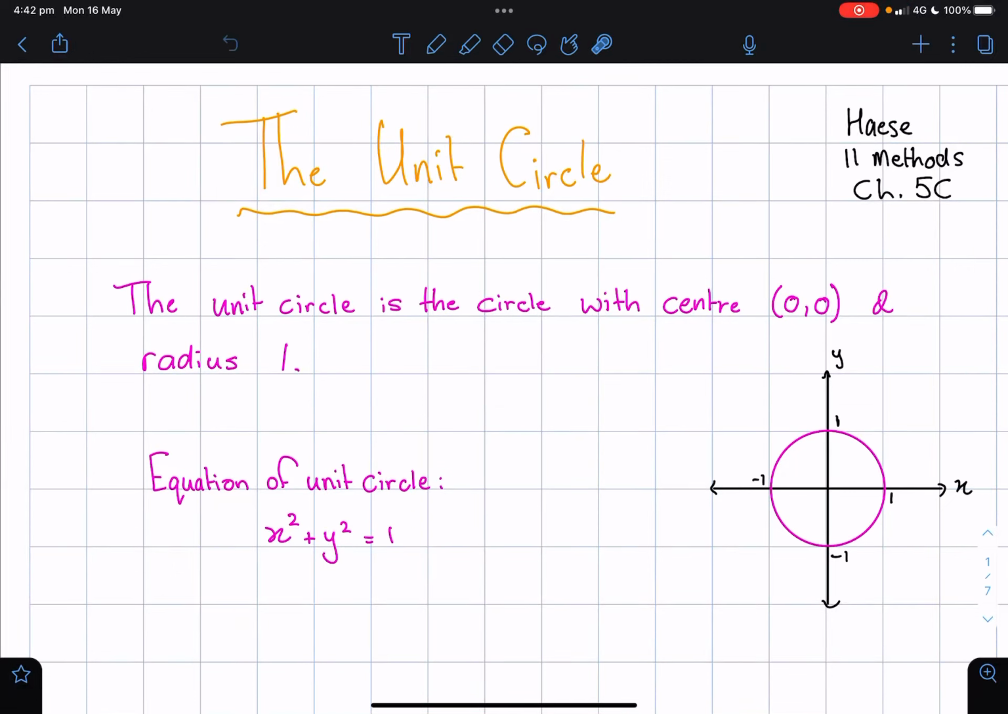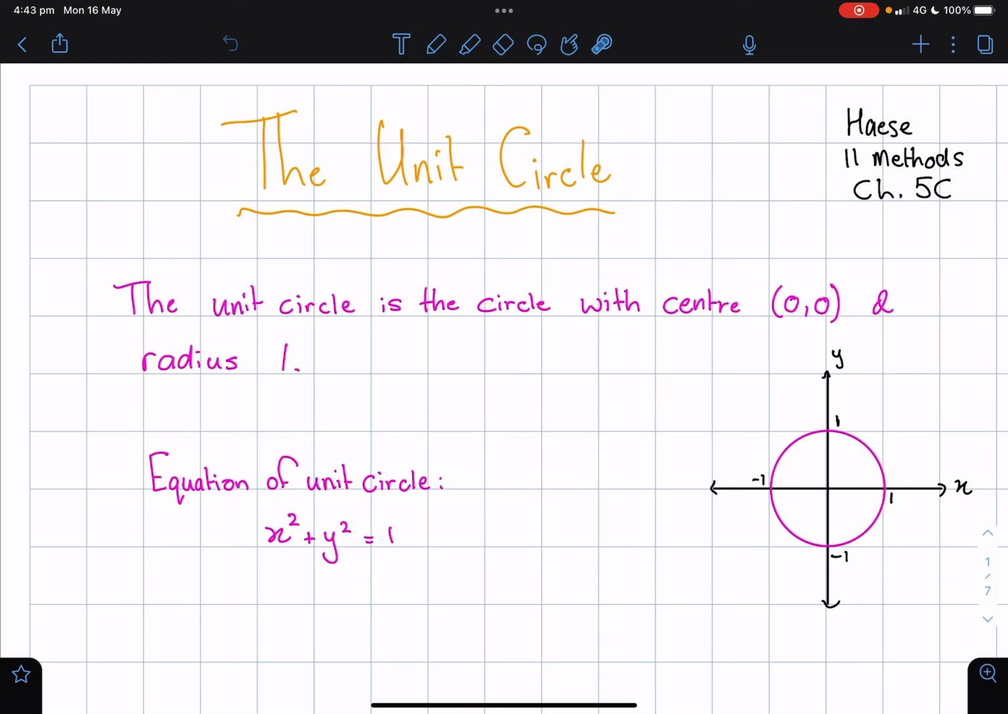G'day team, welcome back to another video, and today we are going to be continuing our work with the unit circle and trigonometry. So today we're actually going to develop the unit circle a little bit. I'm going to explain how it works, where things come from, and why things are what they are. So a unit, typically in maths, we state is one of something.